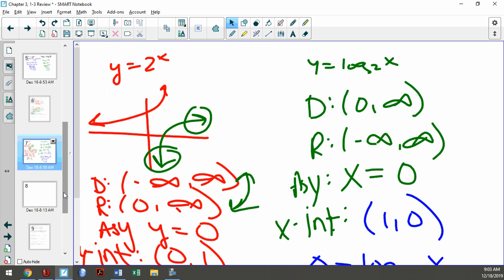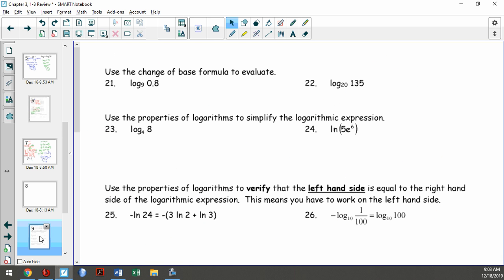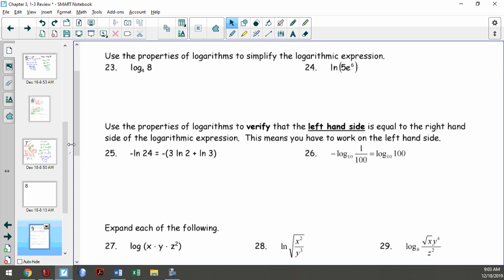Okay, that brings me to my next concept, which is going to be number 21. Use the properties.